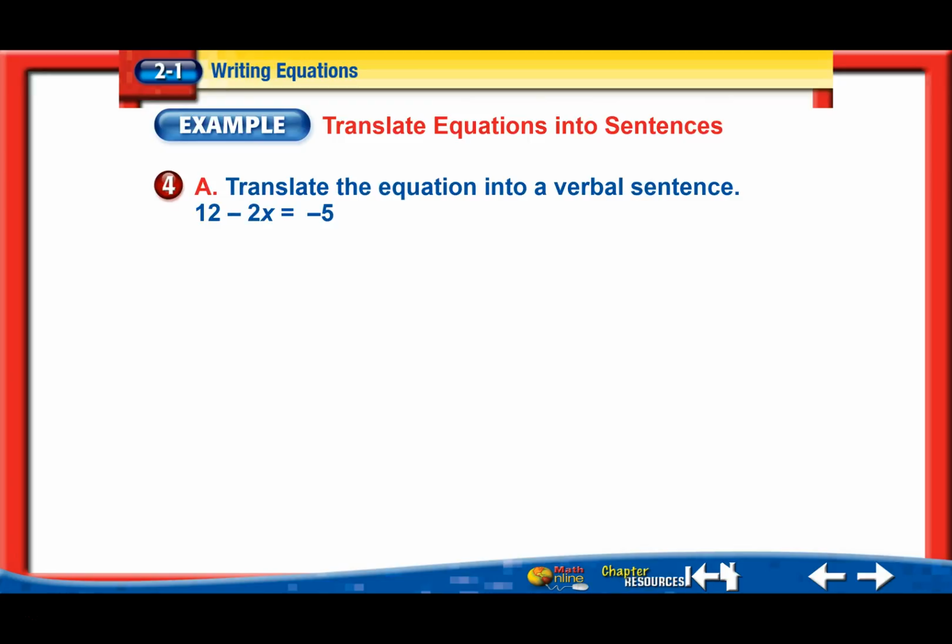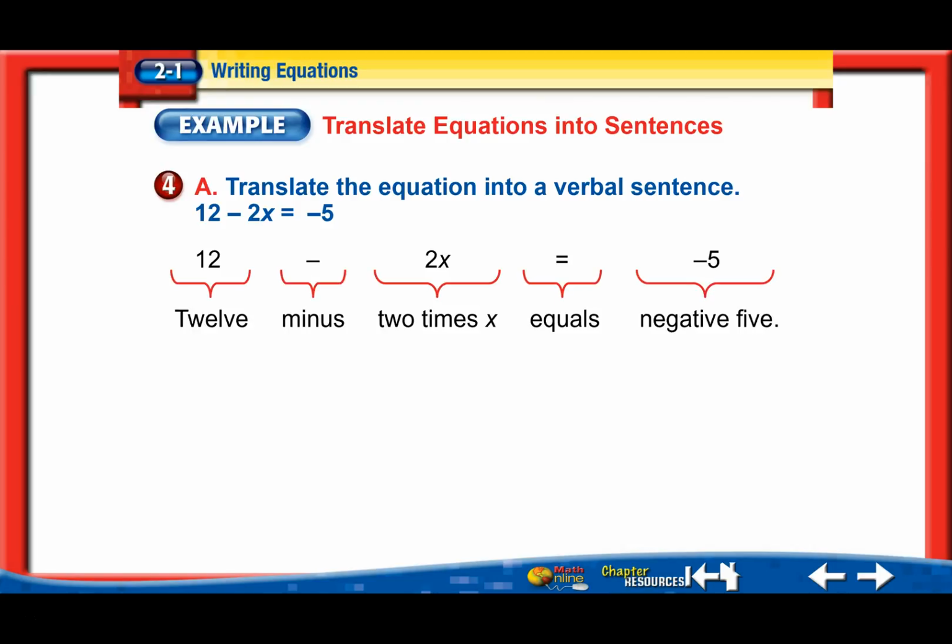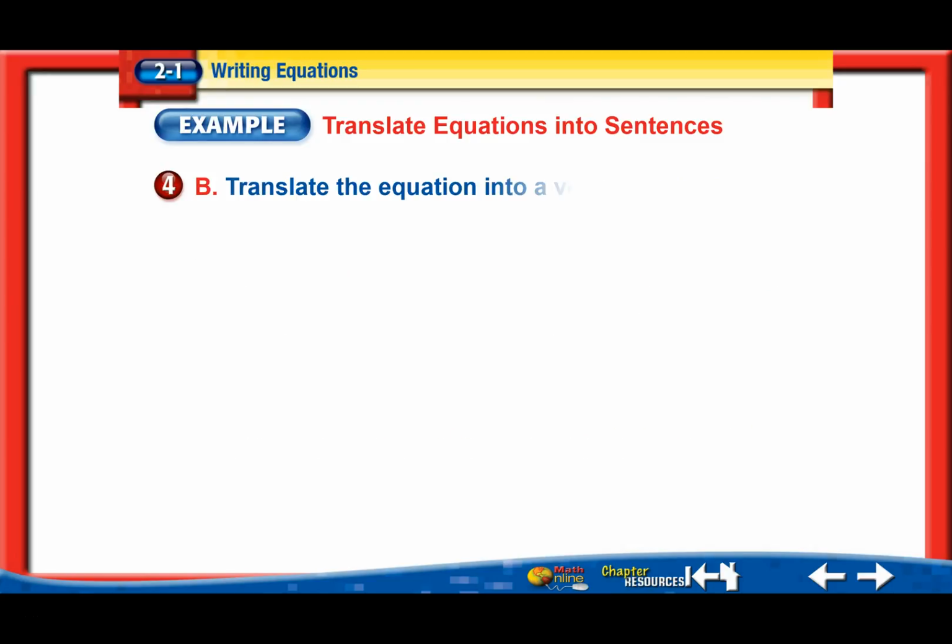All right, translate this one into a verbal sentence. We're going backwards now. Okay, so spreading them all out seems like an easy way to do this. So 12 minus 2 times the number x, or 2 times x, equals -5. Seems fairly simple enough. 12 minus 2 times x equals -5.